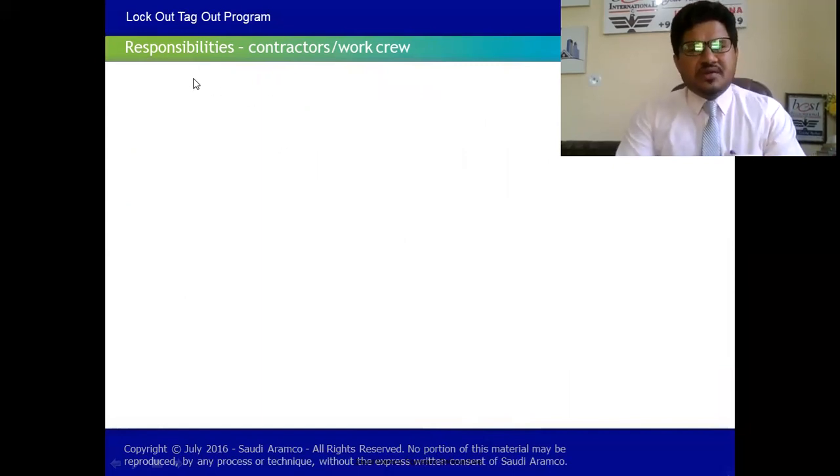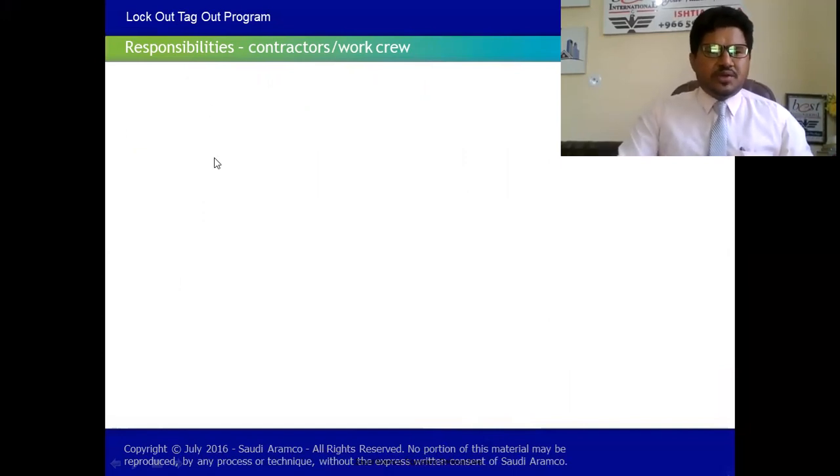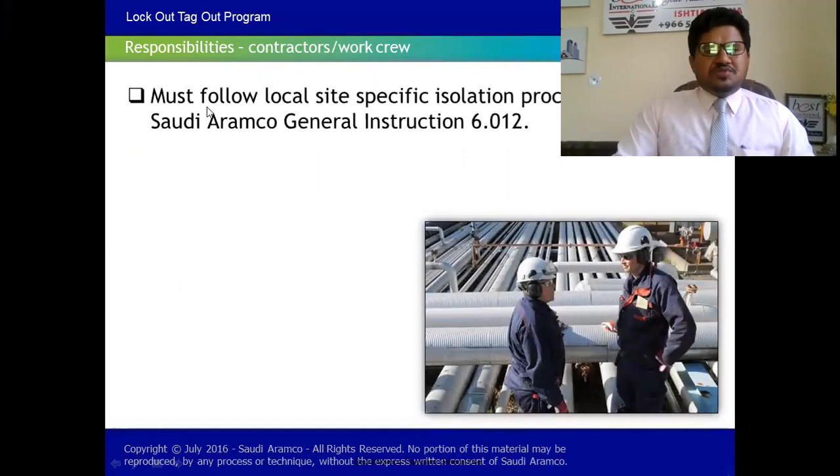Now, as a contractor, what are your responsibilities? You must follow local site-specific isolation procedures as per Saudi Aramco GI 6.012. So you are responsible to follow. Your major responsibility is to follow. Follow what? All these safety isolation procedures or lockout tagout procedures as per GI 6.012.